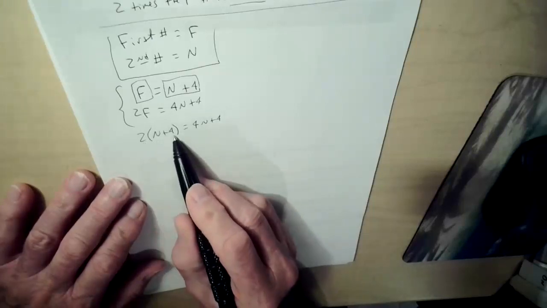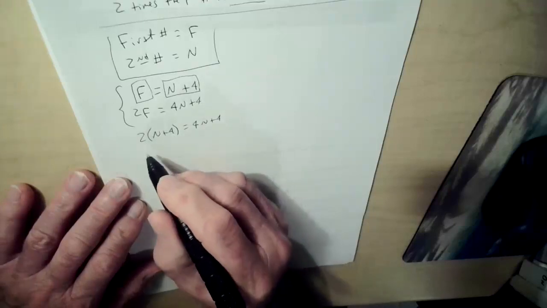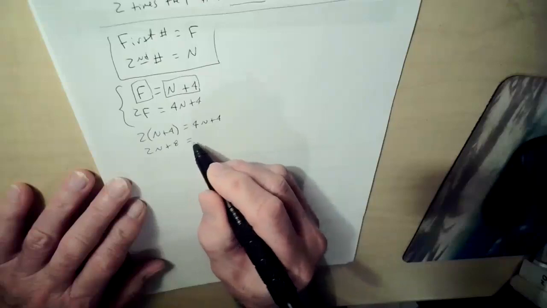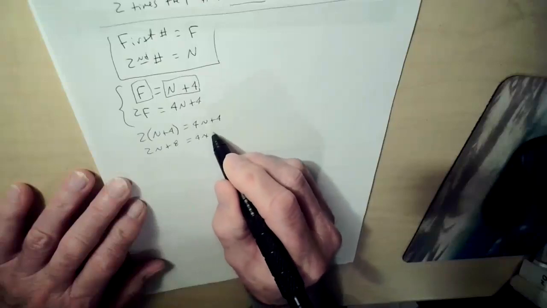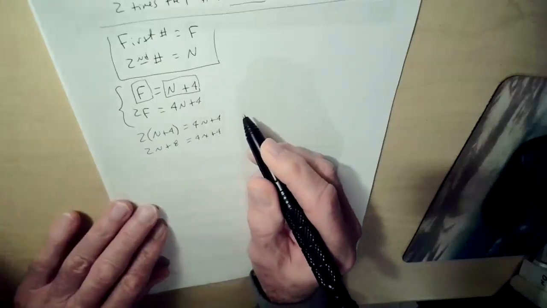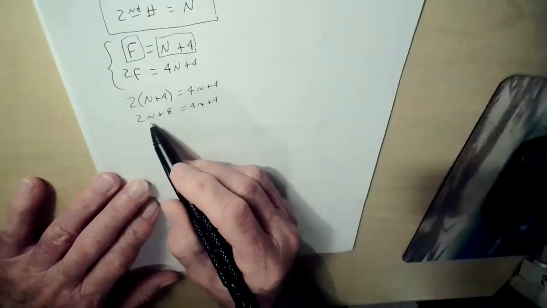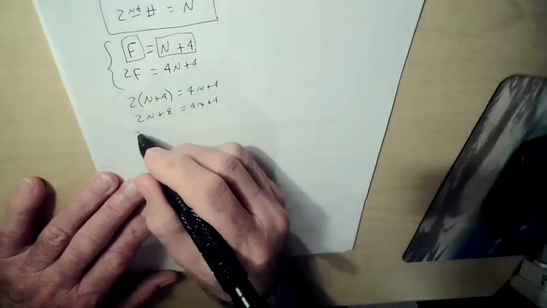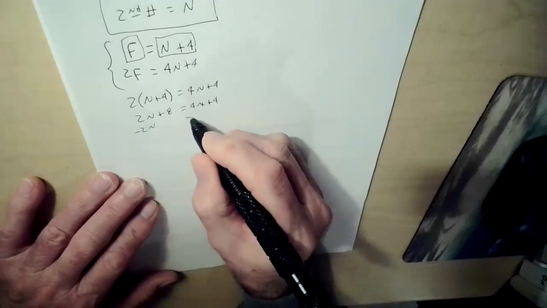Okay, so now on a problem like this, it's real easy to get bogged down here. So just do what you can do. What can you do here? You can multiply 2 times everything in here, that's the distributive property. So we get 2n plus 8 equals 4n plus 4.